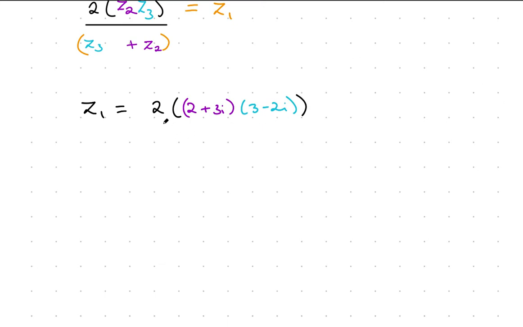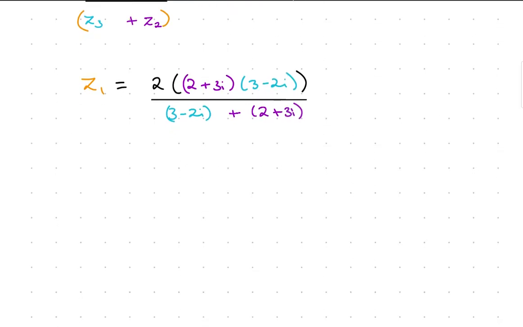That's what we have. And then it's all over Z2 and Z3 added together. So Z3 went first, so let's stick with the same value. So 3 minus 2i plus Z2, which is 2 plus 3i. Tidying all that out then, what are we going to get? So that again is to find Z1 for us, right? Z1 was the goal of this question, so we're working our way towards that.